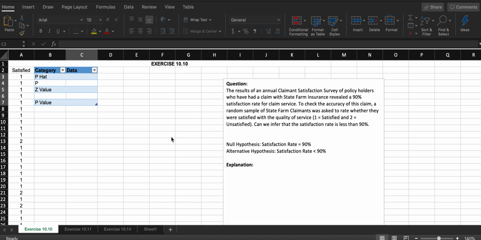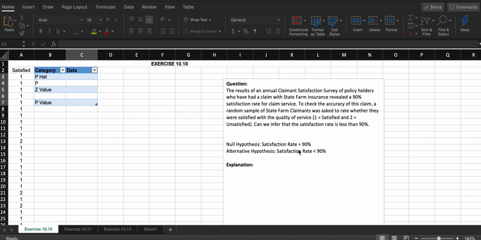Now for our first question, we have a question right here. It's looking at a satisfaction survey, and basically you have your null, you have your alternative. Your null is your original statement, your alternative is what you're trying to test. So here, our null hypothesis is our satisfaction rate equals 90%, and what we want to test is, can we infer that the satisfaction rate is less than 90%?